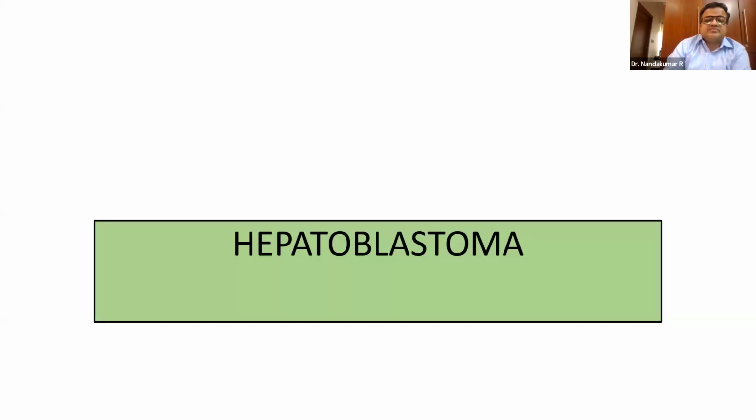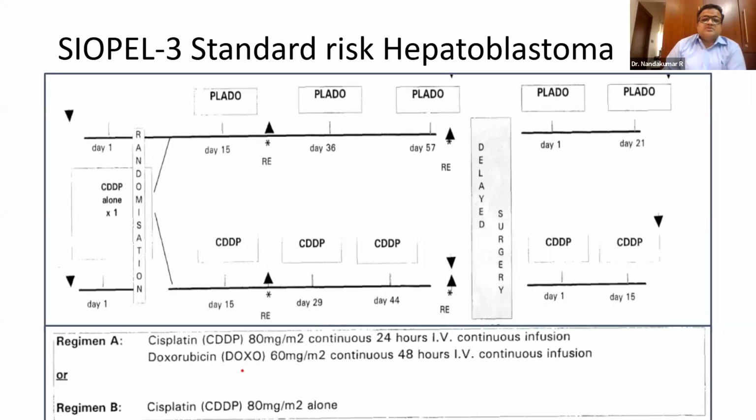The next is our embryonal liver tumor, which is hepatoblastoma. In hepatoblastoma, we have 2 risk stratifications. One is your standard risk, the other is your high risk. In standard risk hepatoblastoma, there were 2 regimes being compared. One is single agent cisplatin. Now, one thing you must remember, the platinums are the most active agents used in hepatoblastoma. So considering this, cisplatin was being used.